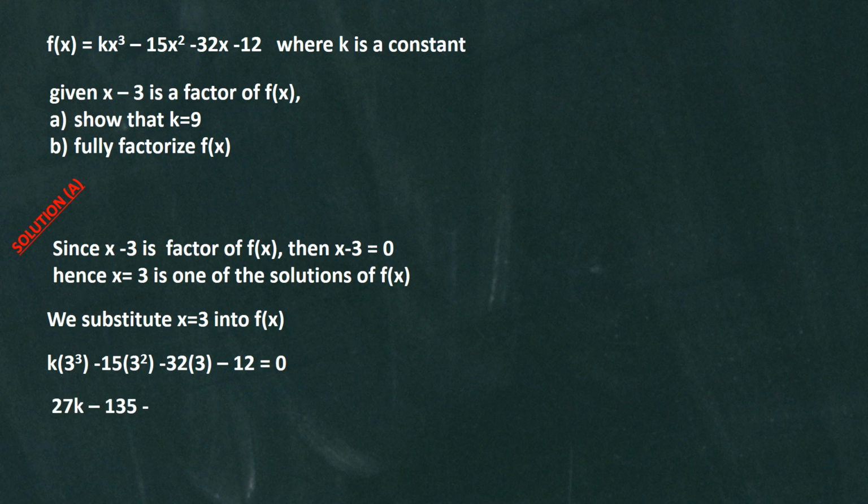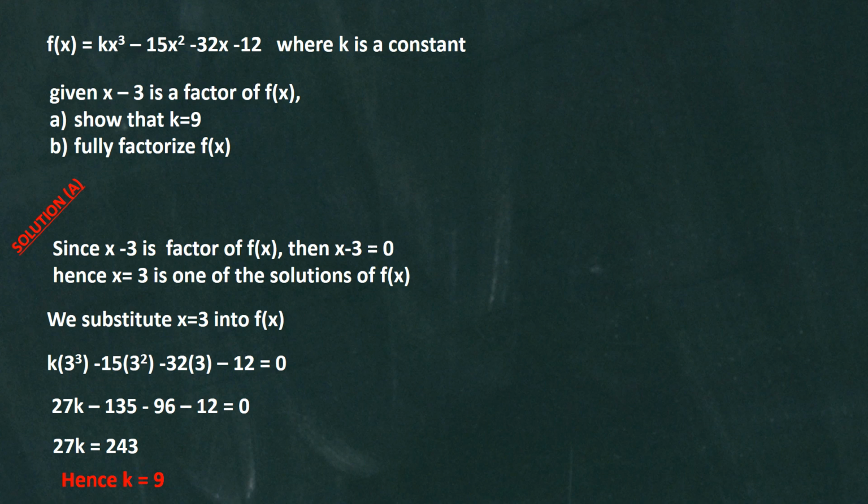Now, the first part should give us 27k minus 135 minus 96 minus 12 equals 0. We can do the maths and find that 27k minus 243 should be equal to 0, and so 27k is equal to 243 when it's moved to the right hand side. Dividing by 27 both sides, k is equal to 9. We have shown that k is actually equal to 9.